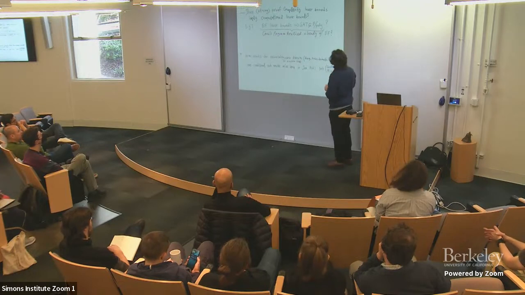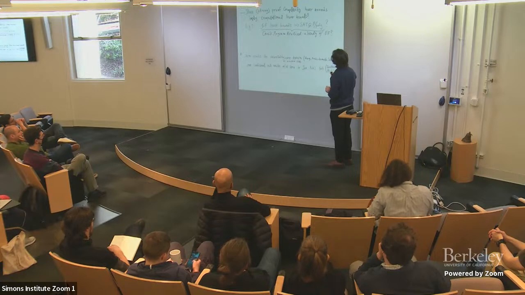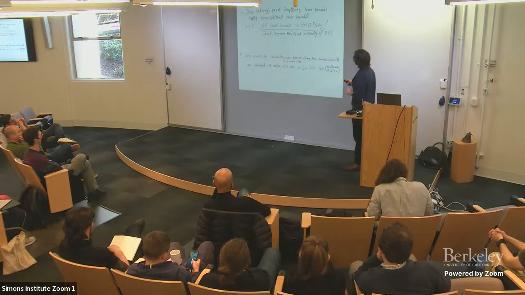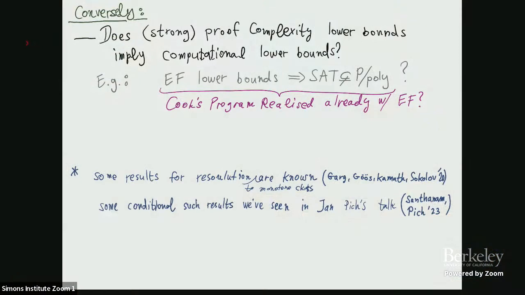Conversely, do strong proof complexity lower bounds imply computational lower bounds? So, for instance, does an EF lower bound, or standard Frege, imply that such does not have small circuits? In some sense, Cook's program is realized already with extended Frege. Jan Pich talked about this yesterday, and basically his work with Rahul tried to attack this point.